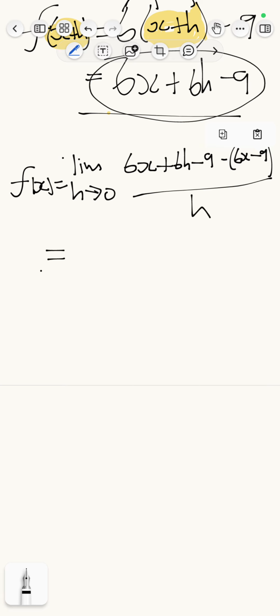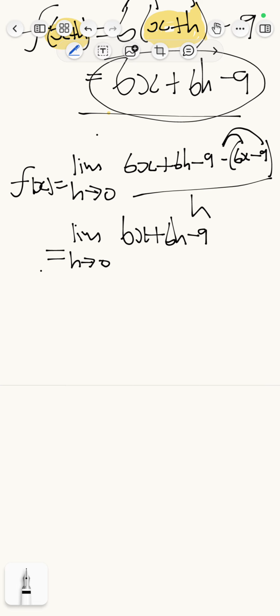I'm still going to write the limit as h tends towards 0, because I haven't done the substitution of h. Now this negative in front of my bracket is going to multiply inside, with both the 6x and the minus 9. If a negative multiplies into the bracket, all the signs in the bracket change. So I've got 6x plus 6h minus 9, and because the negative multiplied in, now I'm going to have a minus 6x, and a plus 9, all over h.